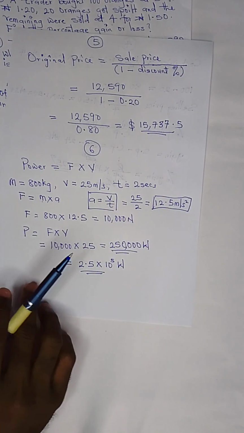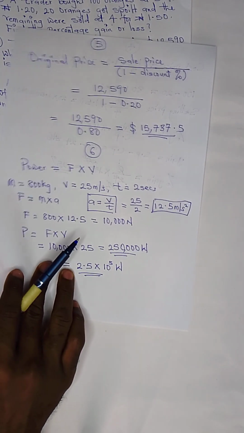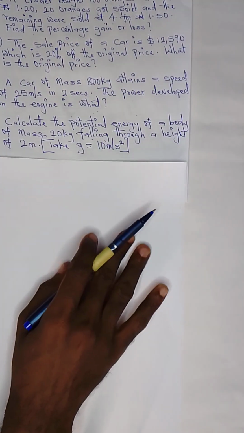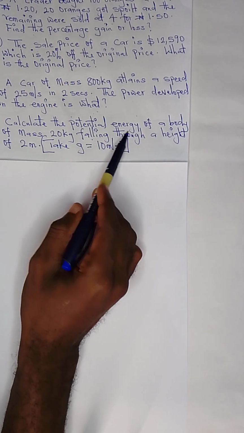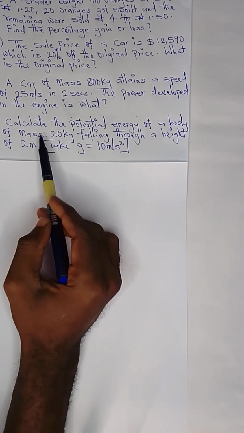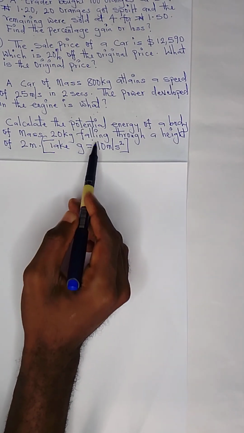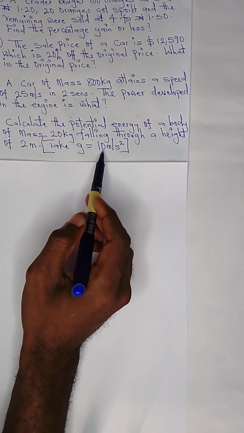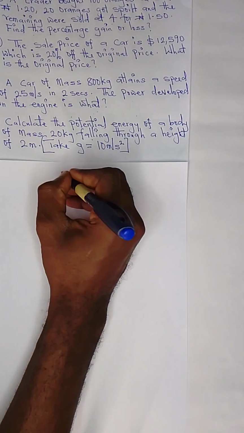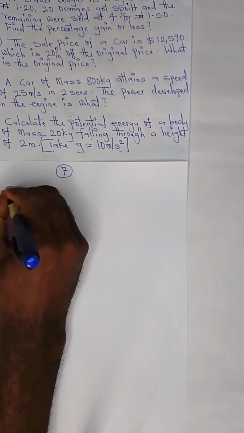So that's question number 6. Now let's see question number 7, which is the last question we have here. Question number 7 says: calculate the potential energy of a body of mass 20 kg falling through a height of 2 meters. Take G equal to 10 meters per second square.